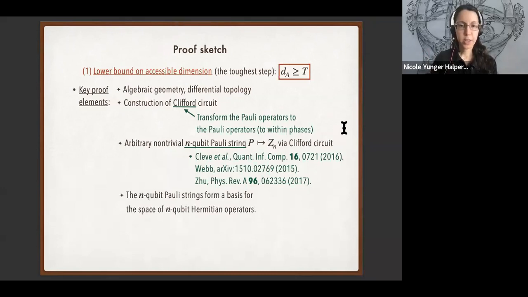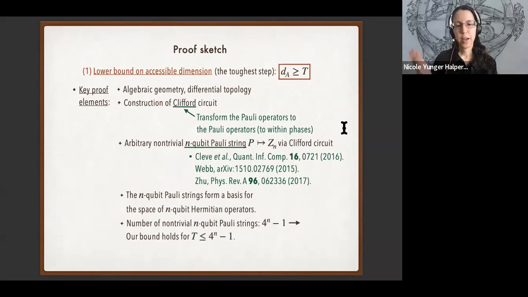Furthermore, the n-qubit Pauli strings form a basis for the space of all n-qubit Hermitian operators. And the number of non-trivial n-qubit Pauli strings is 4 to the n minus 1. Ultimately, that's why our bound holds for exponentially long times for a number of blocks that is like 4 to the n minus 1.